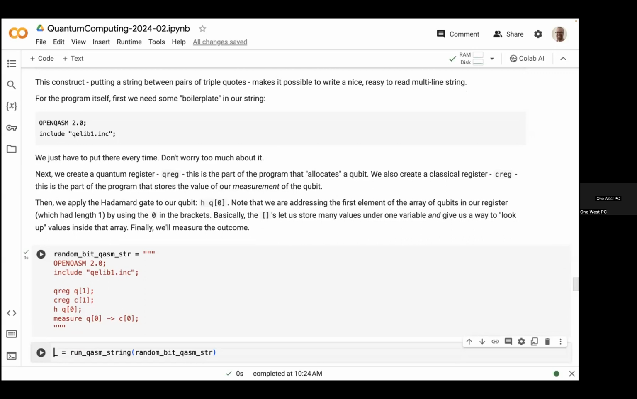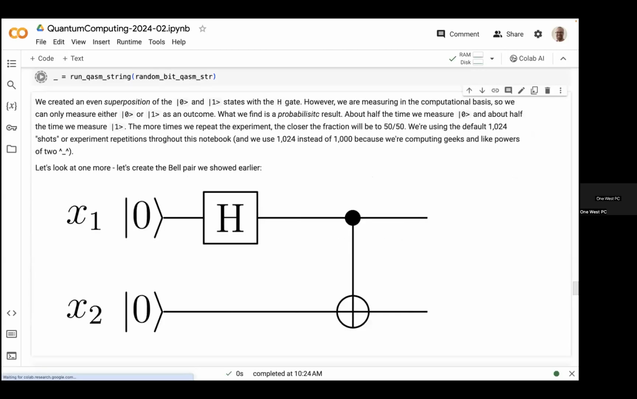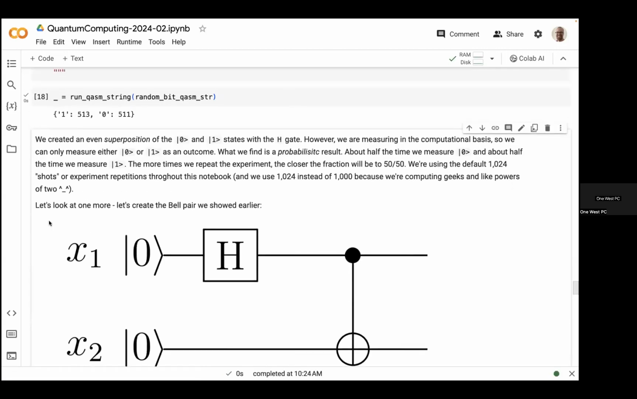So I had created a function a little bit above and some hidden code. It lets us run one of these random strings. So what happens if we run it? I measure a 1 513 times, and I measured a 0 511 times, right?